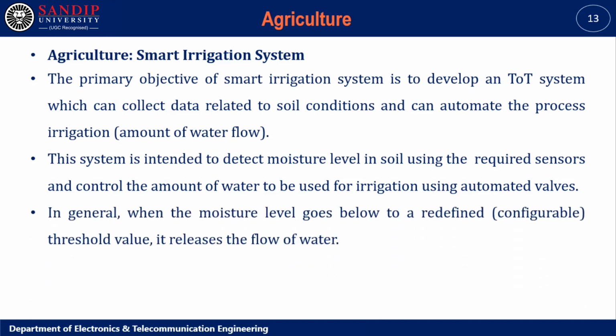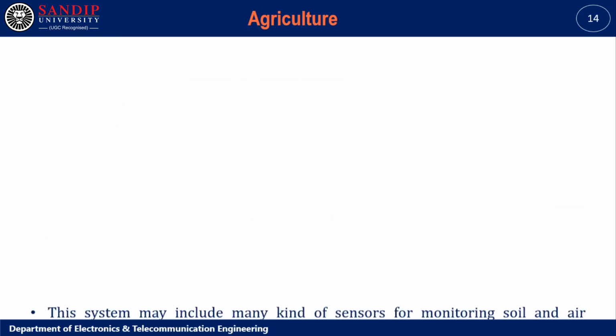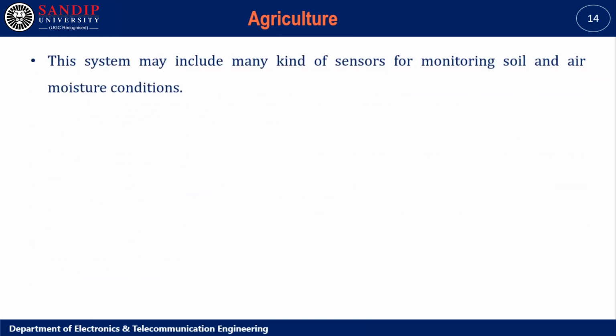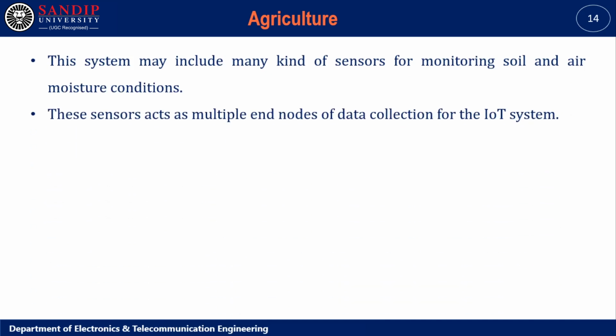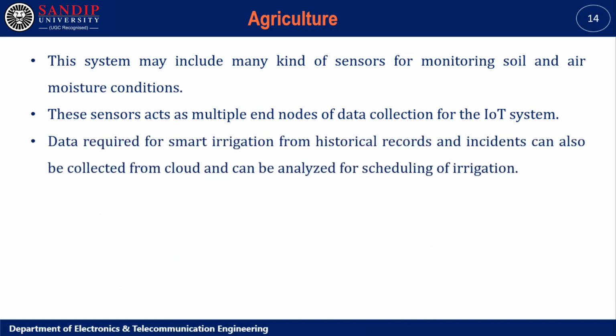In general, when the moisture level goes below a predefined or configurable threshold value, it releases the flow of water. This system may include many kinds of sensors for monitoring soil and air moisture conditions. These sensors act as multiple end nodes of data collection for the IoT system.